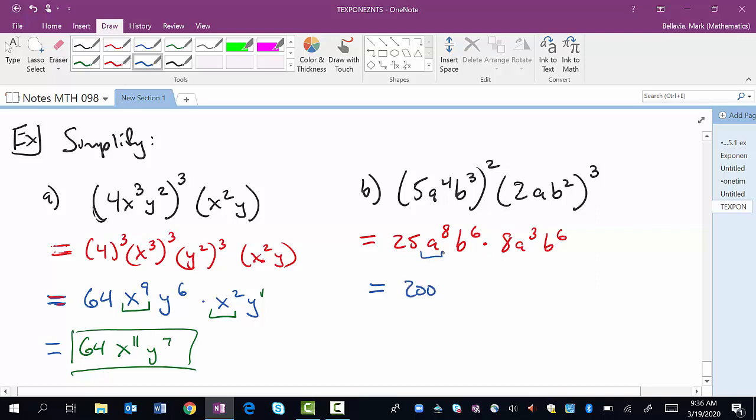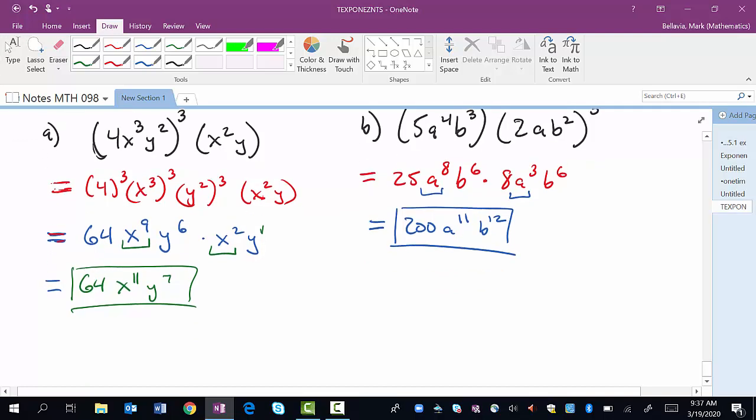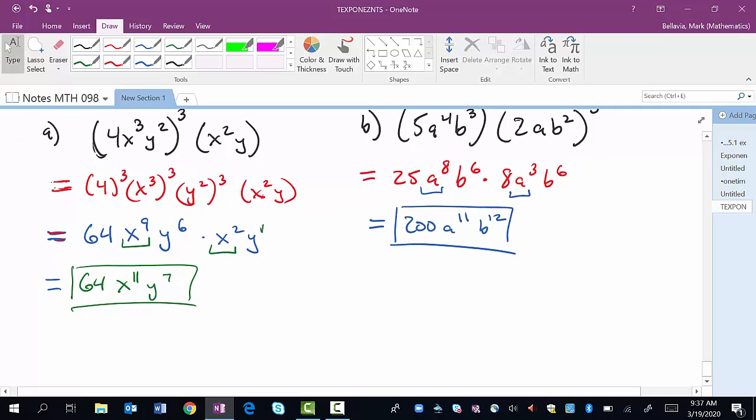A to the 8th times a to the 3rd, remember multiplying things with the same base, you add their exponents, so that's a to the 11th, and then b to the 6th times b to the 6th, that's b to the 6 plus 6, which would be to the 12th. Again, you know you're simplified completely, you don't have any negative exponents, one of each base appearing, and coefficients simplified completely.